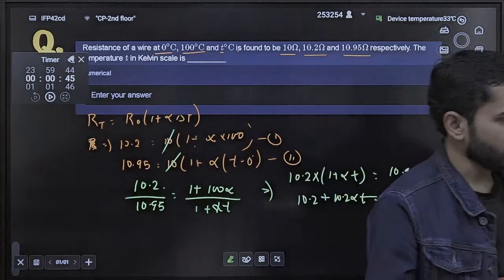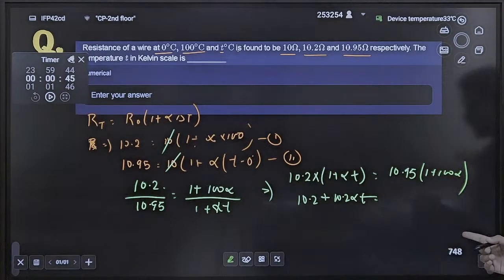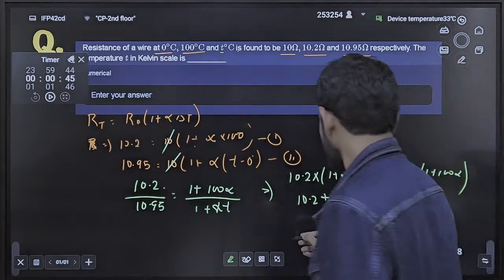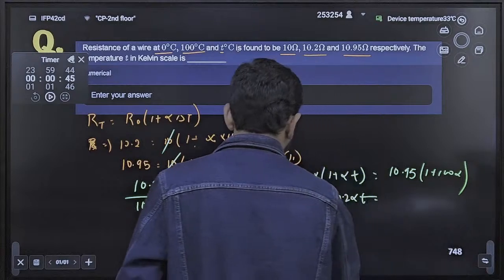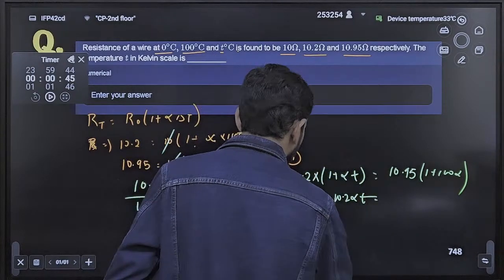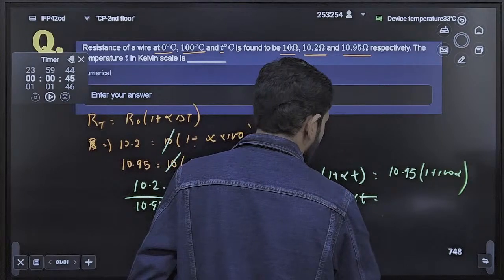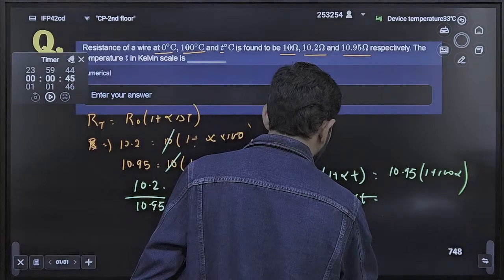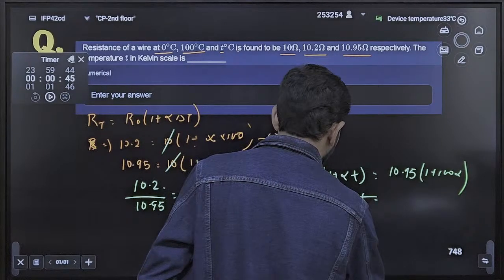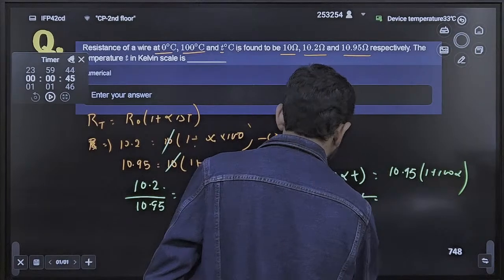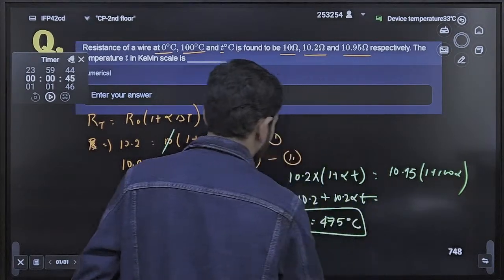Calculate it and check what is the answer coming. When you are solving it, this answer should come as T will be equal to 475 degrees Celsius. This should be the answer that will be coming.